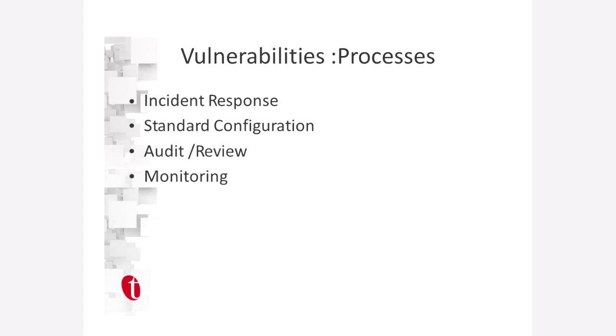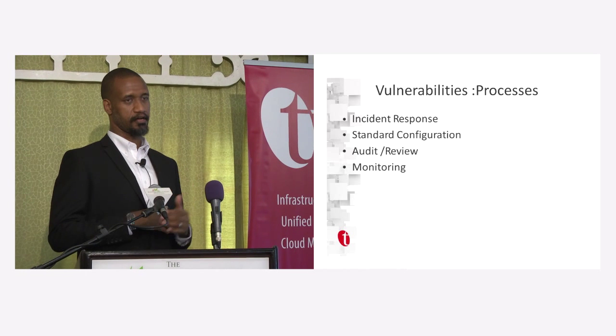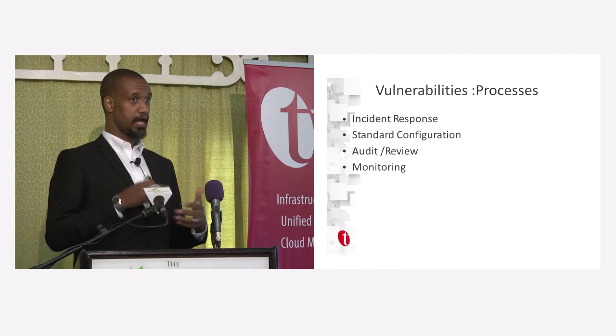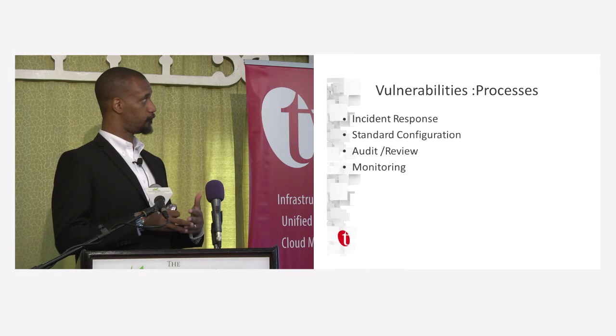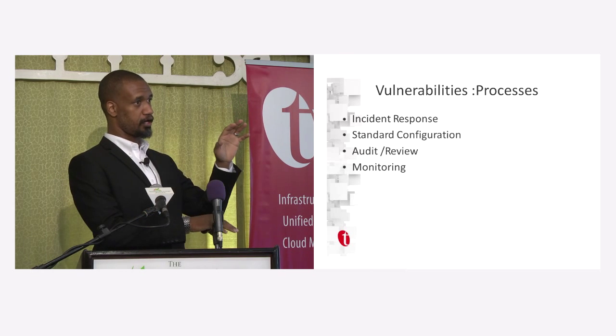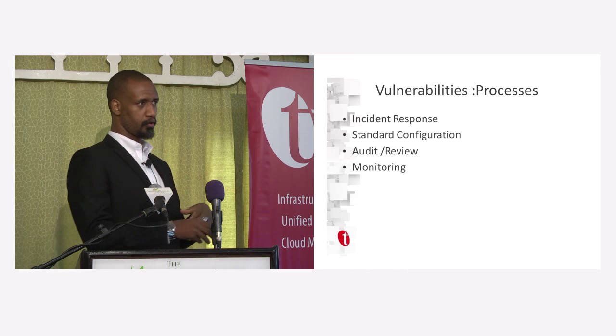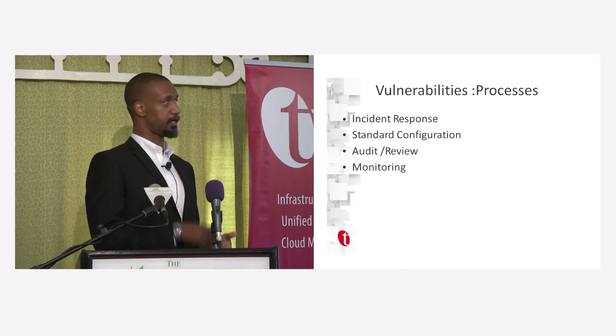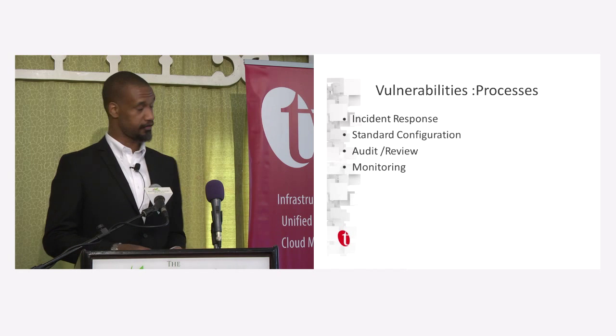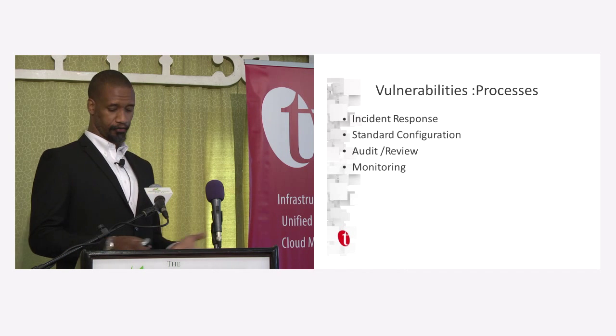Standard configuration. This is where you blueprint your entire network and your systems. You create a template for how everything is set up and configured in the network. This will allow you to spot anomalies. So if you listed 5 applications that should be installed on your desktop, and suddenly there's a 6th one installed, then you know you have an incident to deal with, because this is a breach of your standard configuration.